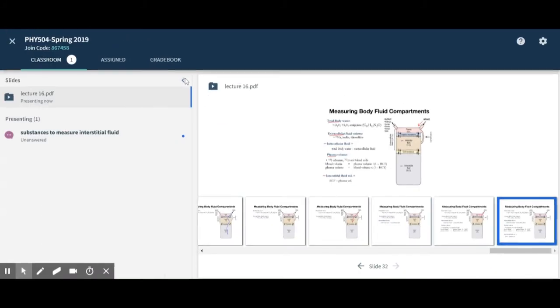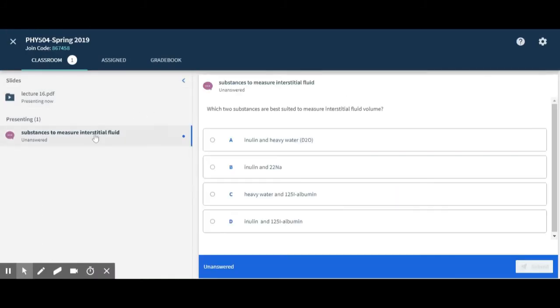All right, so let's do the next one. Based on what you remember, how would you measure interstitial volume? Which of these substances would you use in order to measure your interstitial volume?